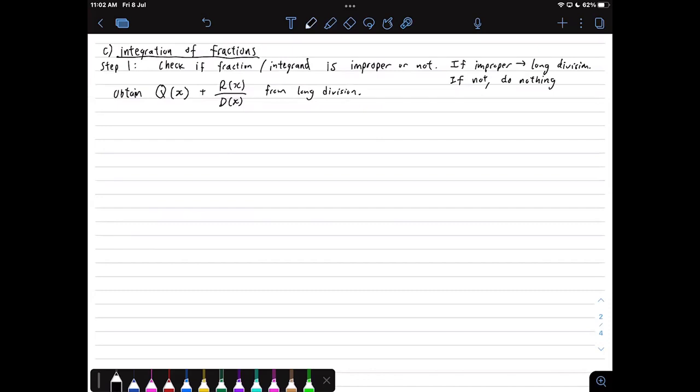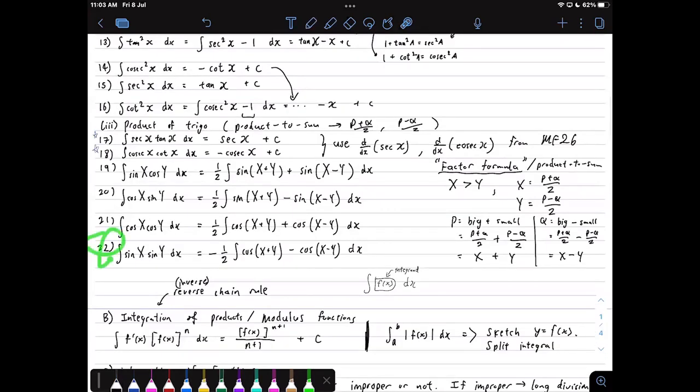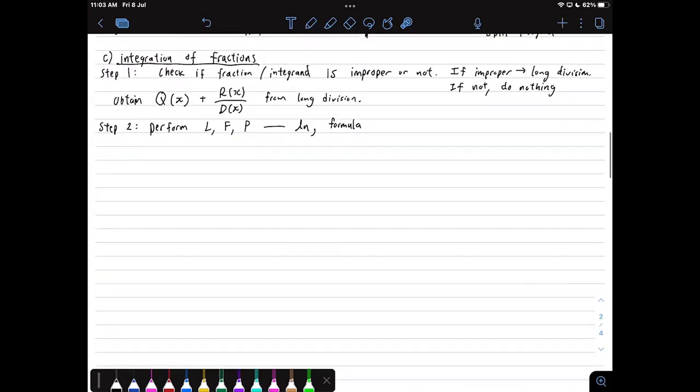Now move on to step 2. Step 2 says that you now have to perform LFP. Basically, it's just a mnemonic for you to remember the 3 things you need to deal with. The ln, formulas like the 22 formulas that I gave you just now, from 1 to 22. Then after that, P will be for partial fractions.